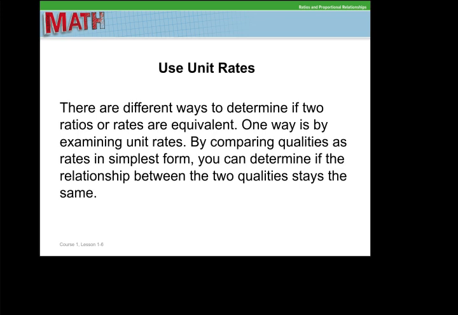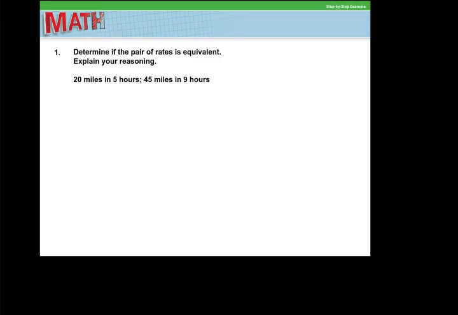Okay, use unit rates. There are different ways to determine if ratios or rates are equivalent. One way is by examining unit rates. By comparing quantities as rates in simplest form, you can determine if the relationship between the two quantities stays the same. Our first example is on page 60. Determine if the pair of rates is equivalent. Explain your reasoning. So we have 20 miles in 5 hours and 45 miles in 9 hours.